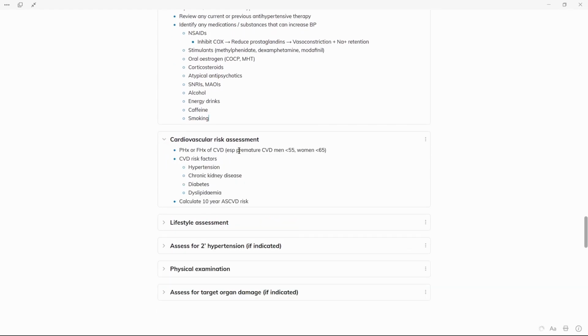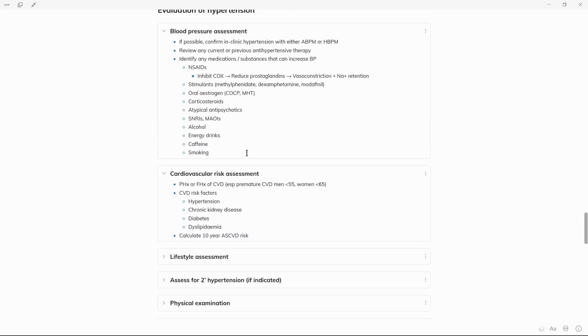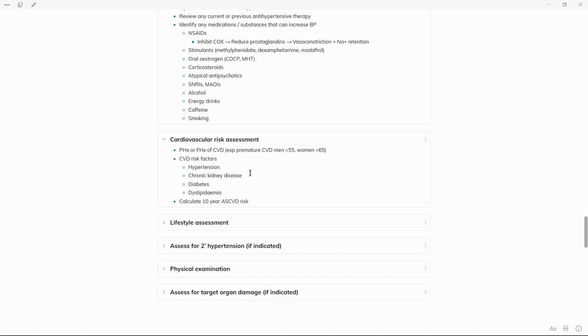The next step is then assessing cardiovascular risk, because hypertension increases cardiovascular risk, and that's really why we care about hypertension. So we ask if they have any past history or any family history of cardiovascular disease, especially if they have a premature onset of cardiovascular disease, which is defined as having cardiovascular disease in men under 55 years of age and women under 65.